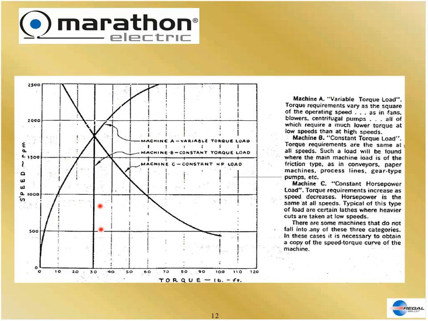The second type, machine B, is what is called a constant torque load. You can see from this curve that the constant torque load is not speed dependent. It does not change with the speed. That's because the load is always impressed on the shaft at the same value. A typical example would be a conveyor. If you put weight on a conveyor of 100 pounds, the motor has to move the 100 pounds. It doesn't matter what speed it moves it, it's always 100 pounds. Okay, so that's a constant torque machine.